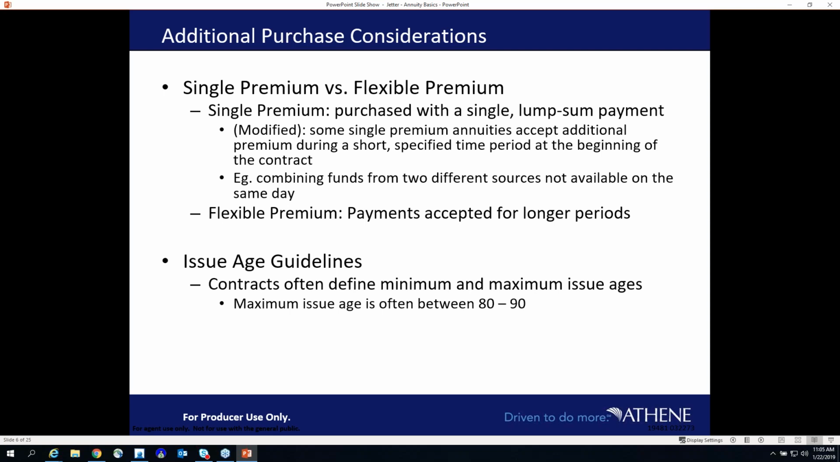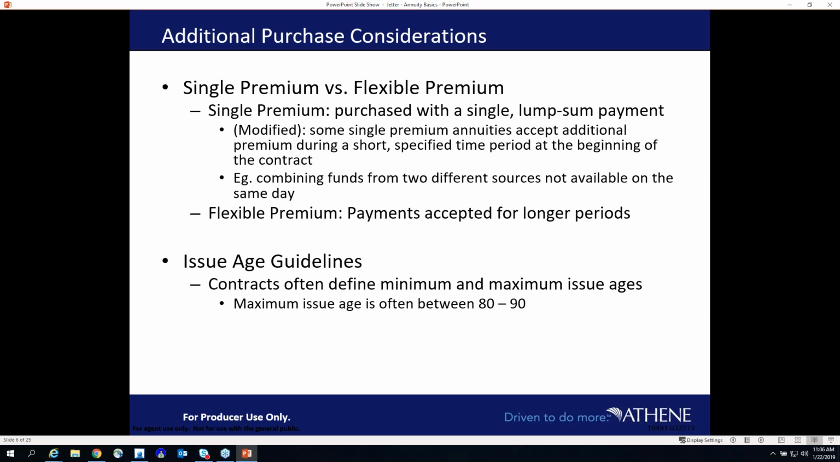So also, issue age guidelines. Contracts often define a minimum and maximum issue age. Often the maximum issue age is going to be between 80 and 90. For a lot of products, it can be maybe 78. And different products in different states will have different maximum issue ages. That's determined by the product and the insurance commissioner of the state.